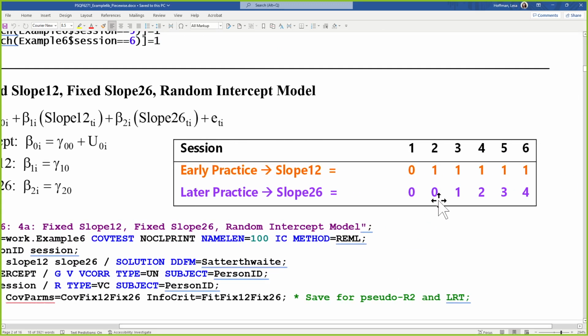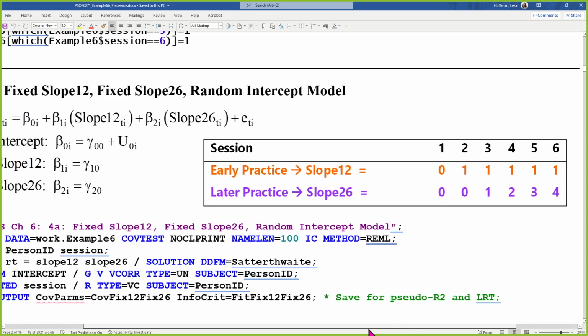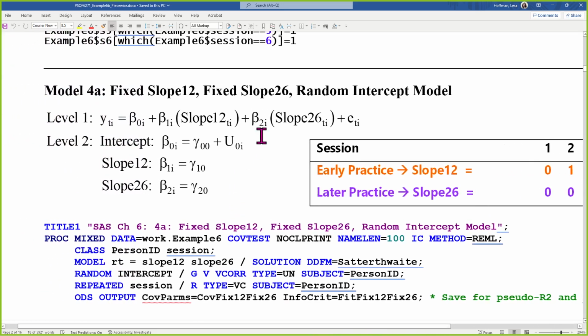Just to remind you, here's my coding scheme for how I'm representing change over time. I'm starting with a model that has both fixed slopes in it, but only a random intercept. So this is a difference in strategy relative to the polynomial models. For the polynomial models, I started with empty and then fixed linear, random intercept, and then random linear, and then fixed quadratic, and then random quadratic. And I did that because all of the terms are hierarchical.